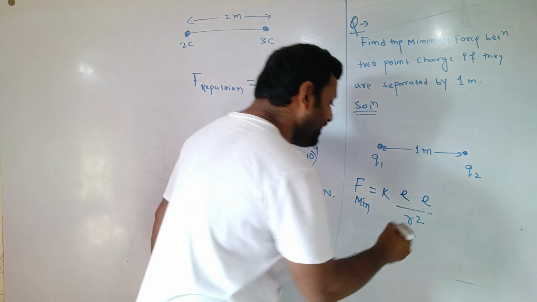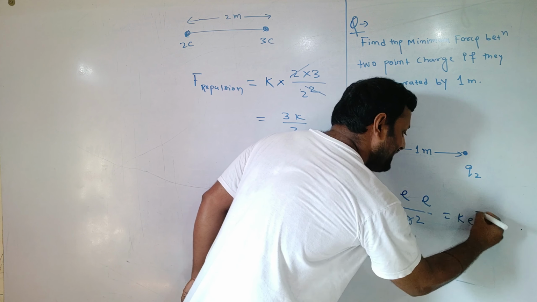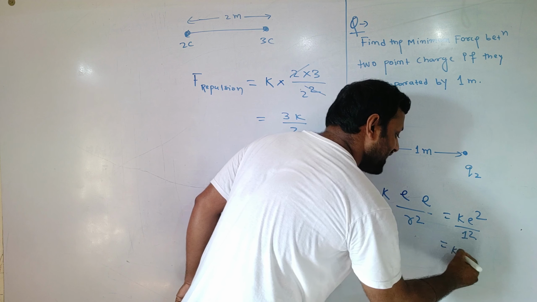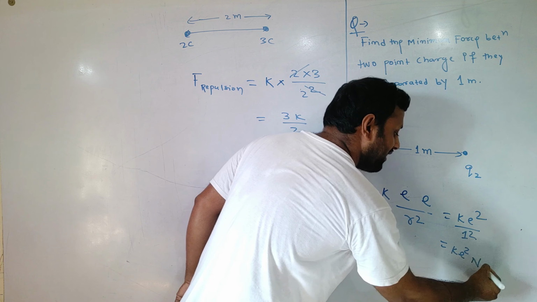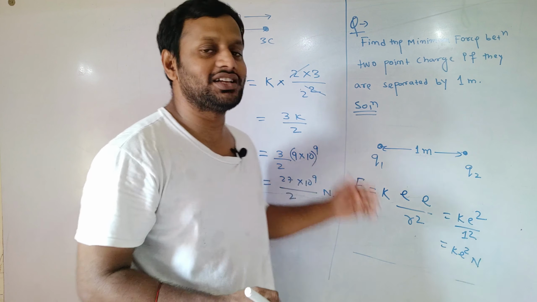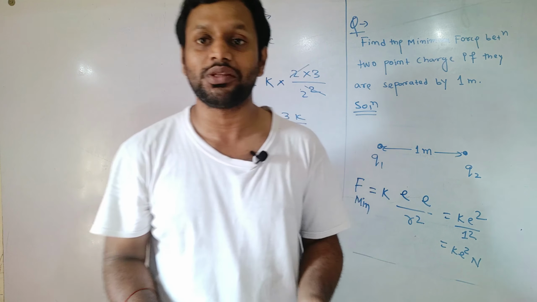So E into E is equal to K E square divided by the 1 meter squared. That is, the answer is K E square newtons. The value of K you have to put, that is 9 into 10 to the power 9. So this is the correct answer, K E square, because I need to calculate the minimum force.